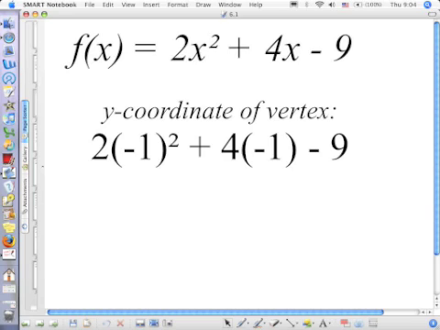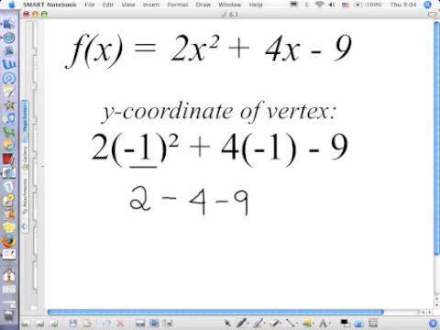Okay? 2 times x, which is -1, squared, plus 4 times x, 4 times -1, minus 9. That gives you your y. That gives you the y coordinate of your vertex. All right, well, let's figure this out. -1 squared is what? +1. And 2 times 1 is 2. 4 times -1 is -4. And then we have -9.